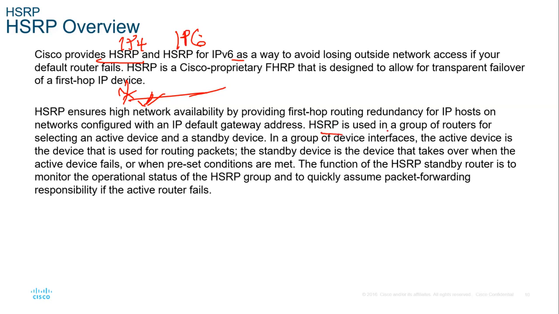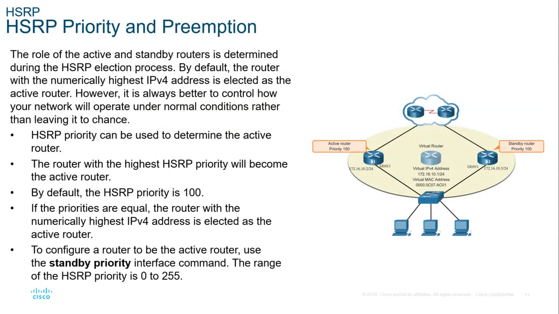HSRP is used in a group of routers for selecting an active device and a standby. It has to work in a scenario where we have more than one redundant device, so that one is the active and then we have the backup. The standby device is the device that takes over when the active device fails, when the preset conditions are met. The function of the HSRP standby router is to monitor the operational status of the HSRP group and to quickly assume packet forwarding responsibility if the active router fails.